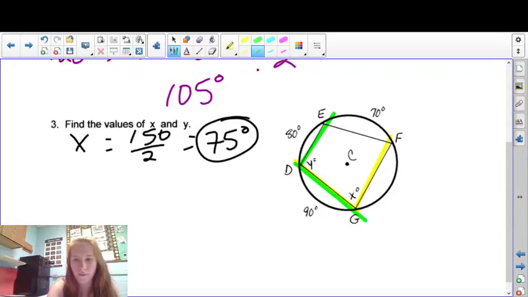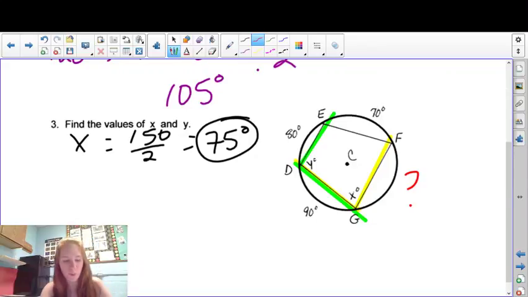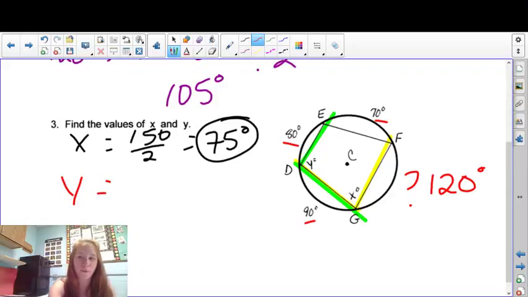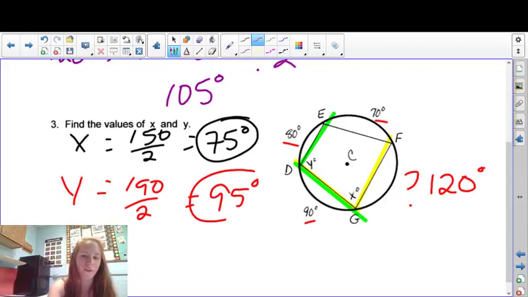Y is this distance. And I need this, oops, I forgot I can't do curves with my highlighter. One moment. It uses part of this arc, so I needed to figure out what this arc degree is first. So I have 360 minus 90 minus 80 minus 70, which gives me a total of 120. So to find Y, I'm going to take that 70 plus 120, which gives me 190, and I'm going to divide that in half. So Y is 95 degrees.